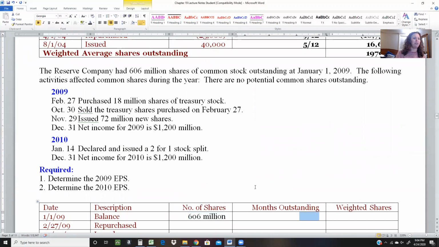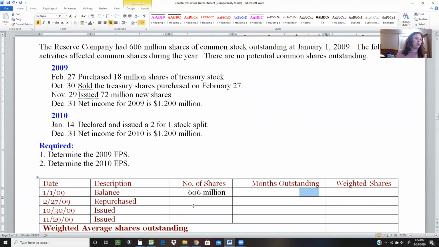Those shares are outstanding 12 out of 12, because then what we're going to do when we repurchase them is reduce for those, and then we'll throw them back in. Okay, so this 606 will be 12 out of 12 for 606 million. Then we're going to remove 18 million, and that reduction is for the number of shares outstanding.